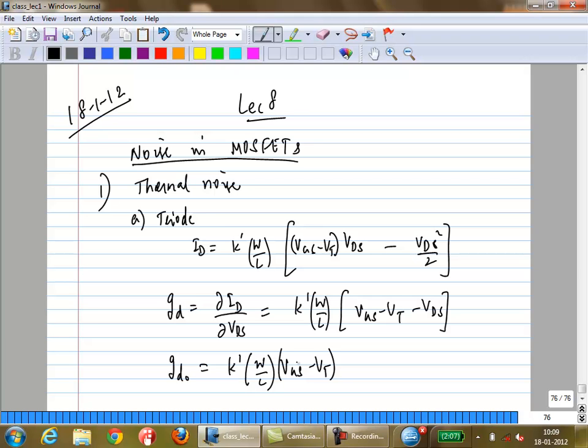So what do you expect the noise to be? For a resistor, it's 4kT R Δf, or the current noise is 4kT over R Δf. Similarly, for this, it's going to be 4kT GD0 Δf. So the current noise, right? Because normally for the MOSFET the output is in current form, you're interested in the current noise. So the output current noise is going to be 4kT GD0 Δf.